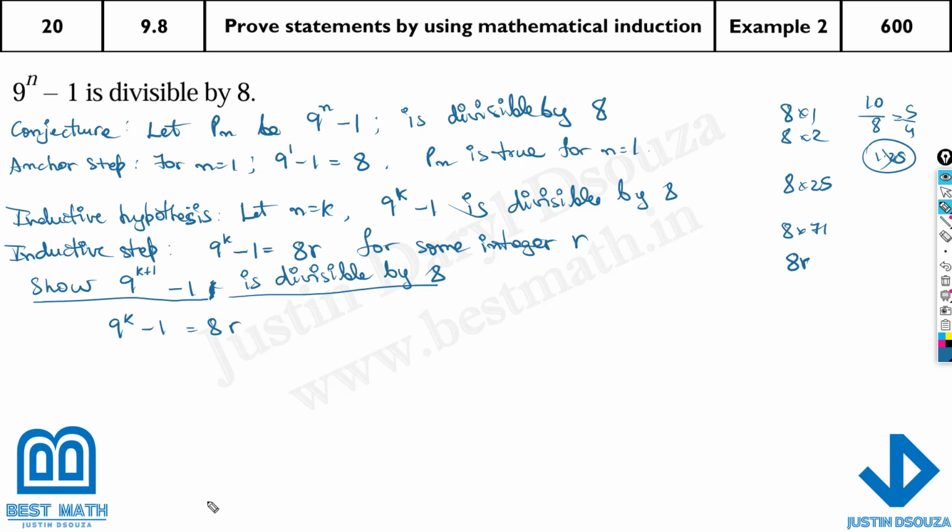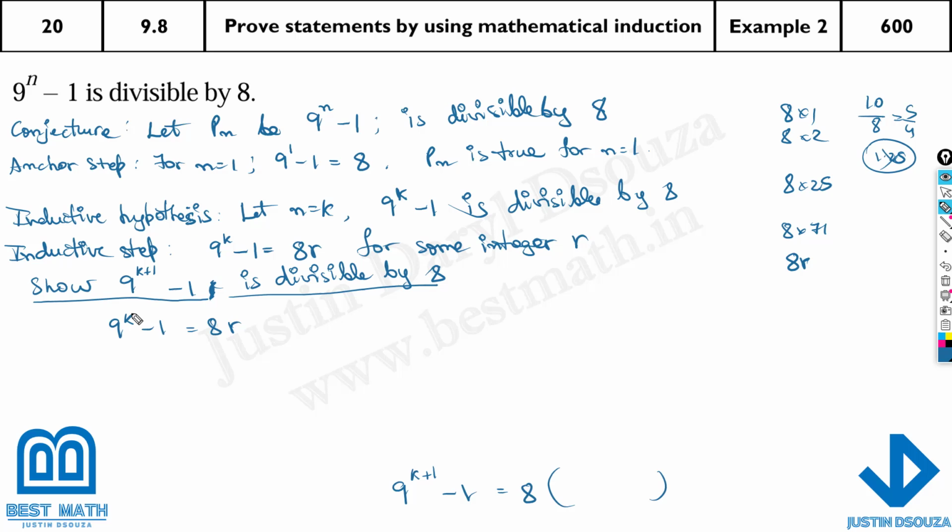Ultimately, your answer will take some space. Let me write the answer over here. It must be 9^k - 1 is equal to 8 times any value. I don't know what value it will be, but it should be 8 multiplied by that. That's it. Now this r is an integer, so it will be like 1, 2, 3, 4, the whole numbers.